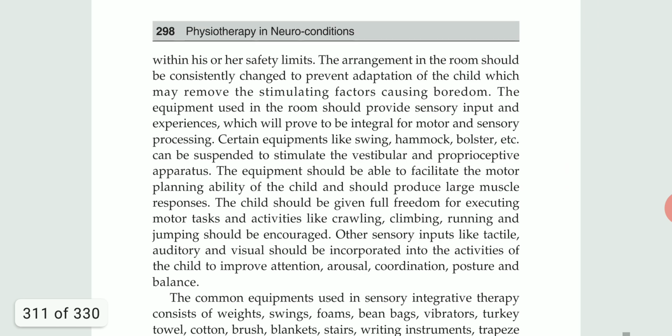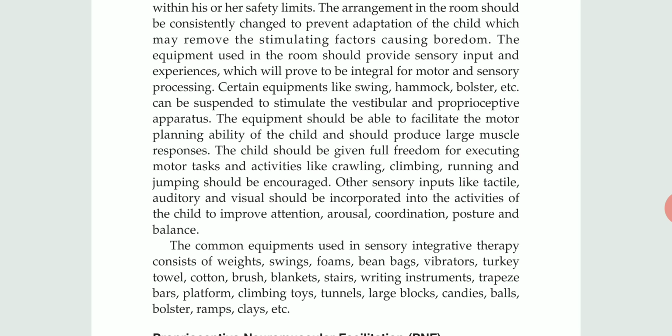The arrangement in the room should be consistently changed to prevent adaptation of the child, which may remove the stimulating factors, causing boredom. The equipment used in the room should provide sensory input and experiences which will prove to be integral for motor and sensory processing. Certain equipment like a swing, hammock, bolster, etc. can be suspended to stimulate the various vestibular and proprioceptive apparatus. The equipment should be able to facilitate the motor planning ability of the child and should produce large muscle responses.